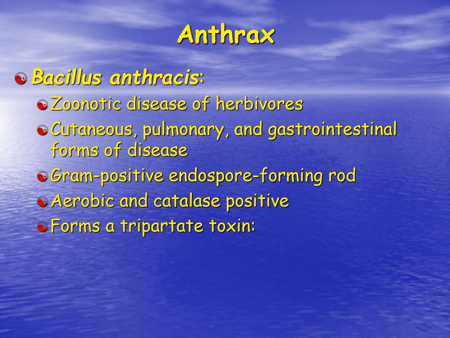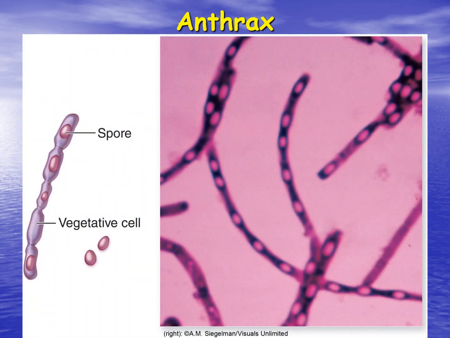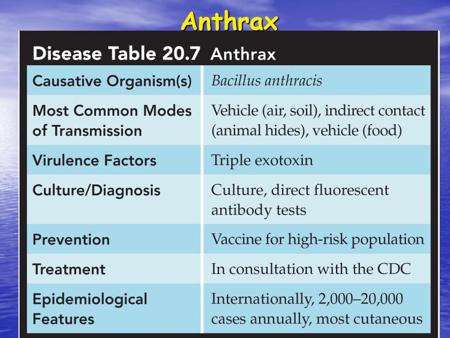It forms a tripartite toxin, which is actually an edema factor and a protective antigen. But it may also contain, or part of it will contain, a lethal factor as well. So just a picture of Bacillus anthracis. And the most severe form of Bacillus anthracis is the inhalation form. The GI form is the least commonly seen, while cutaneous anthrax is seen fairly commonly, especially in those that work in and around cattle populations.